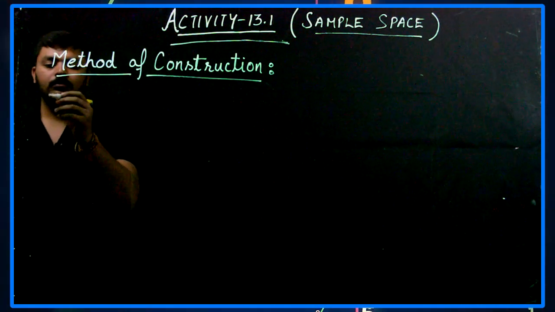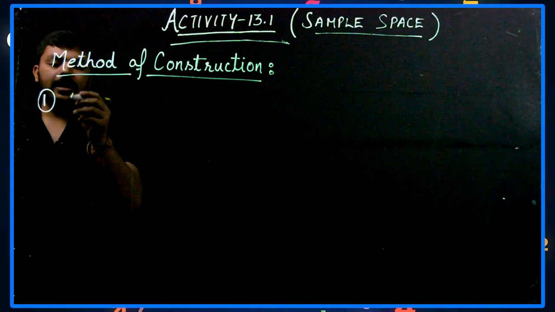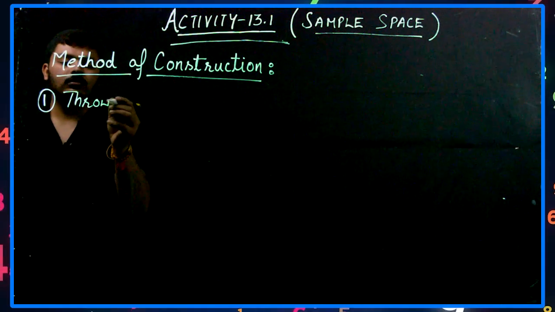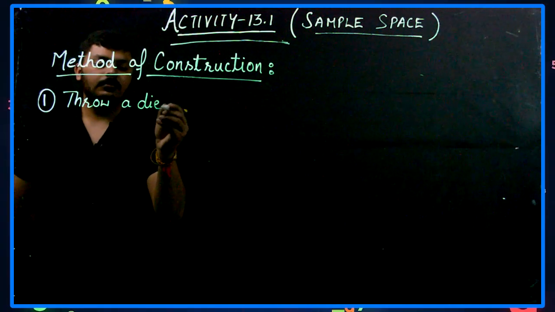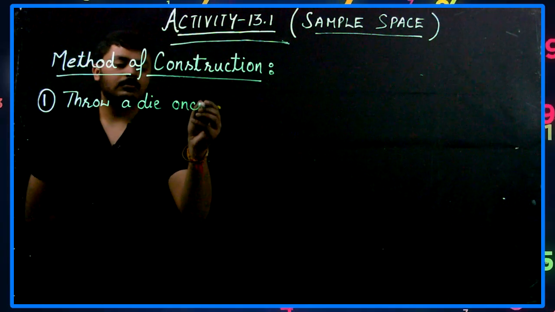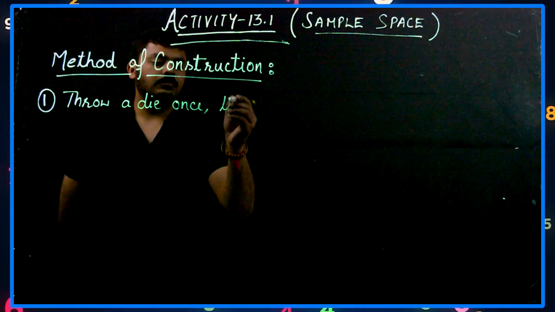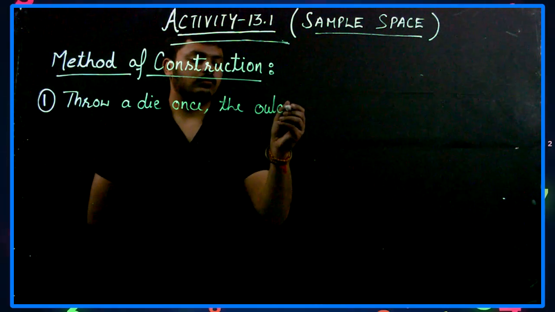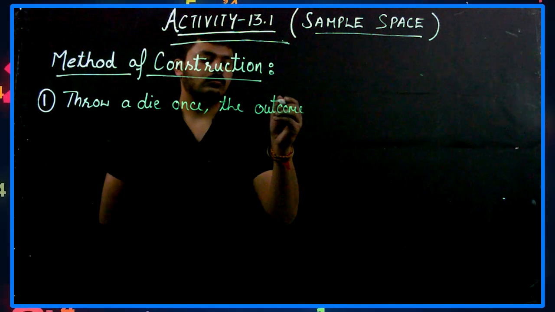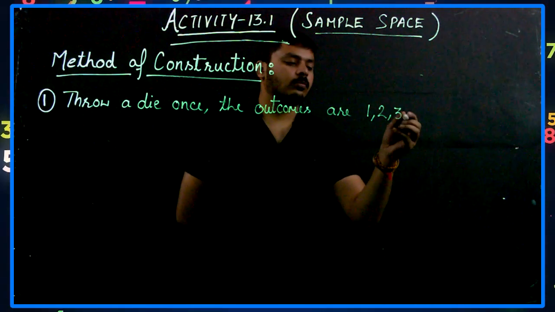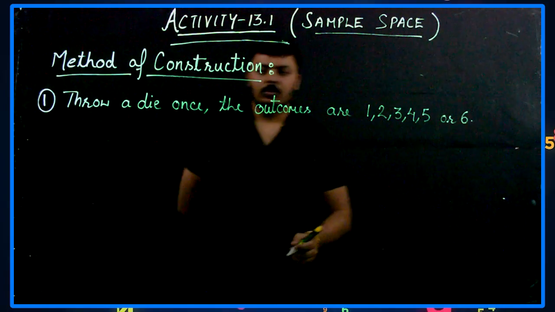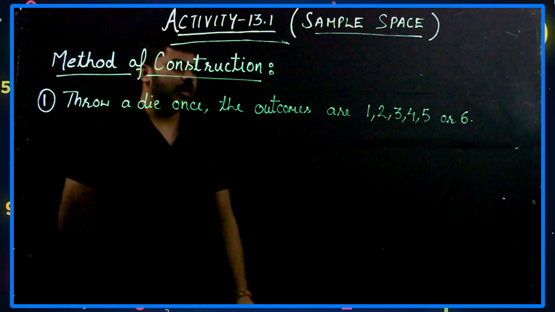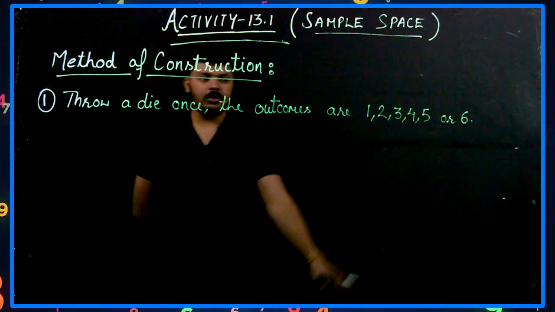First, take a die and throw it once. Throw a die once. The outcome: when we throw a die once, the outcomes are 1, 2, 3, 4, 5 or 6. That is, any of the following numbers.